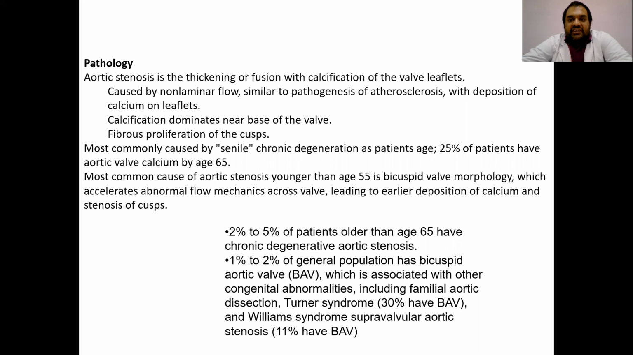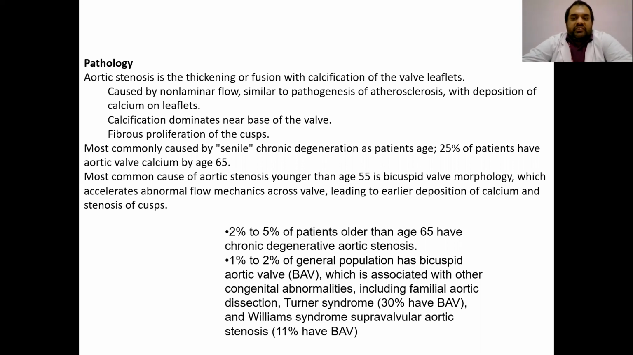As patients age, 25% of patients have aortic valve calcium by the age of 65 years. The most common cause of aortic stenosis younger than age 55 is bicuspid valve morphology, which accelerates abnormal flow mechanics across the valve, leading to earlier deposition of calcium and stenosis of the cusps. 2 to 5% of patients older than age 65 have chronic degenerative aortic stenosis.